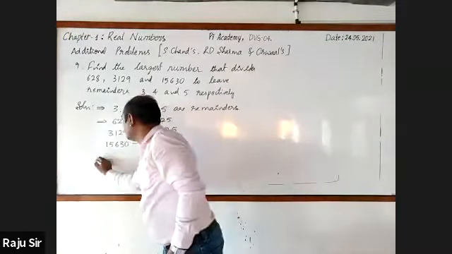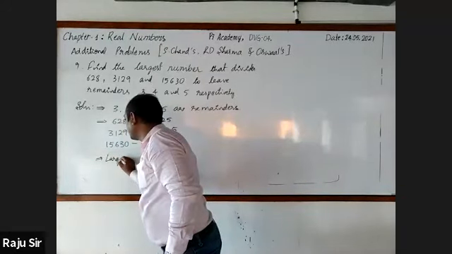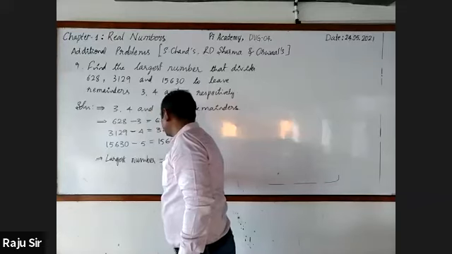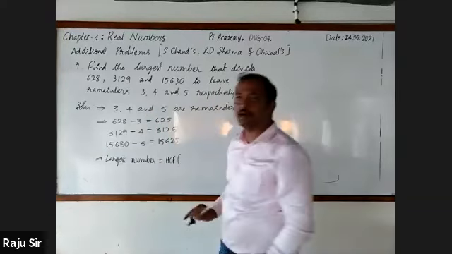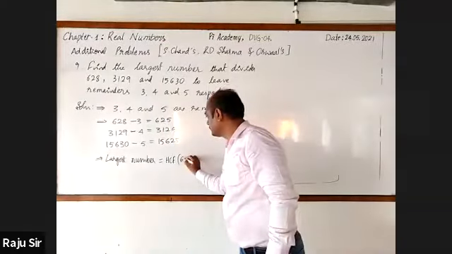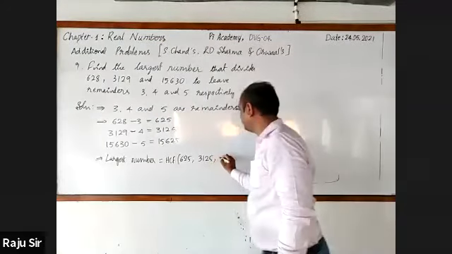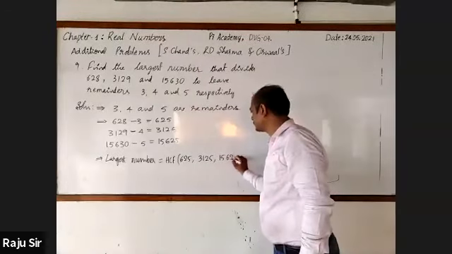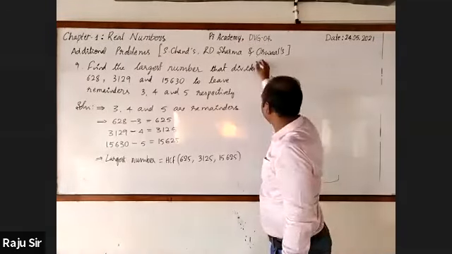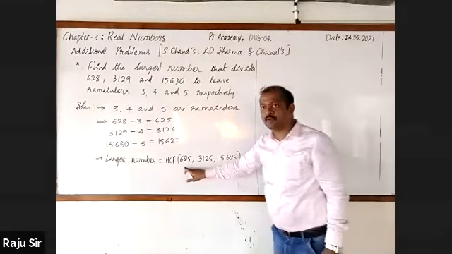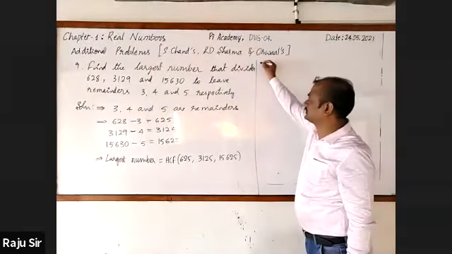Next, the largest number is the HCF of these numbers: 625, 3,125, 15,625. Find out the HCF of these numbers.